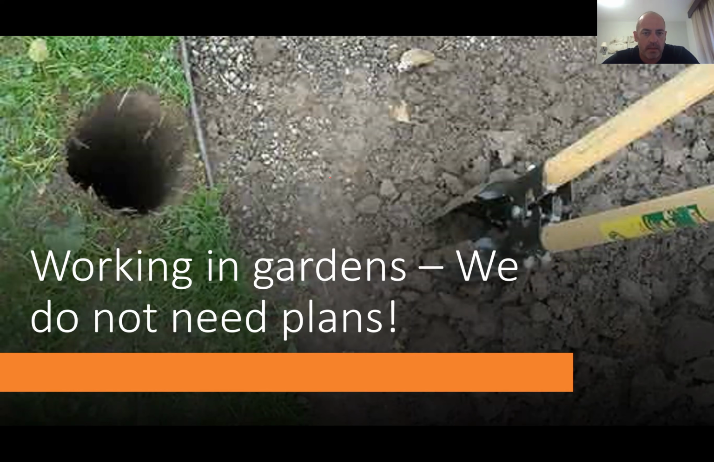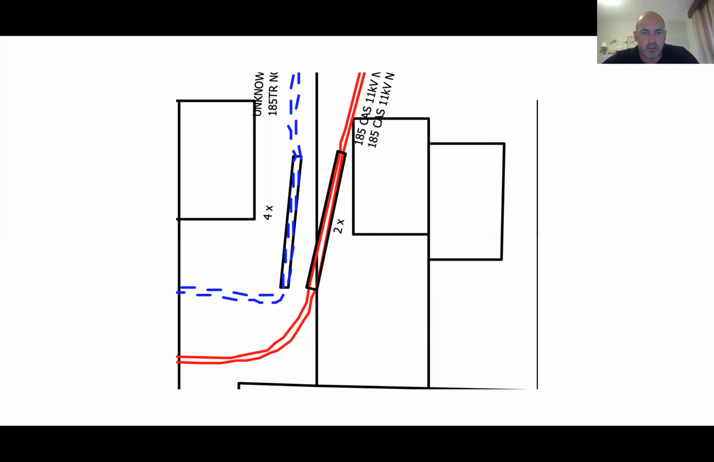So I'm going to show you a couple of little examples here. I could show many, but first of all, let's look at this Western Power one again. Working in the garden, don't need cable, don't need plans. So this isn't even relevant to services, but in these gardens, we've got HV and we've got LV. So yes, if you work in the garden, you do need plans, because you could have this.